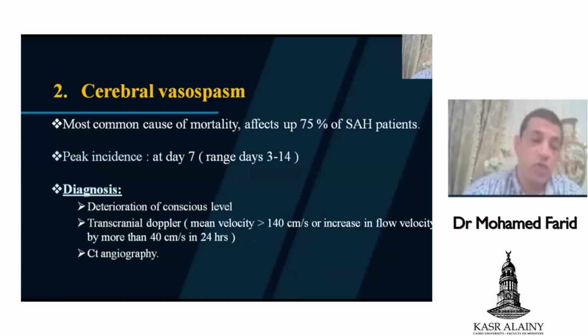Cerebral vasospasm. It is the most common cause of mortality, as it affects up to 75% of subarachnoid hemorrhage patients. Peak of incidence is at day 7, and the range starts from the 3rd to the 14th day.